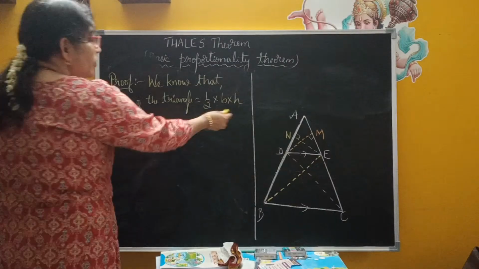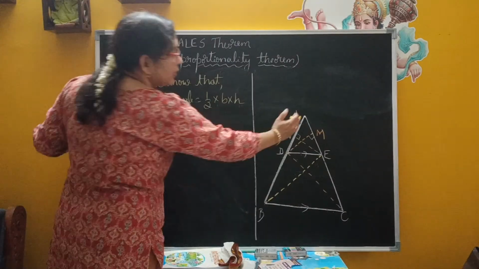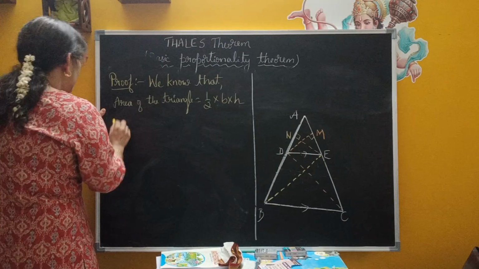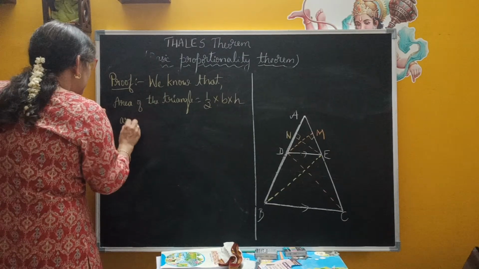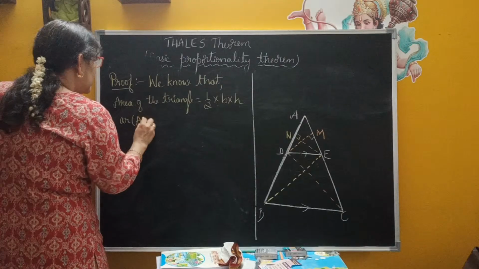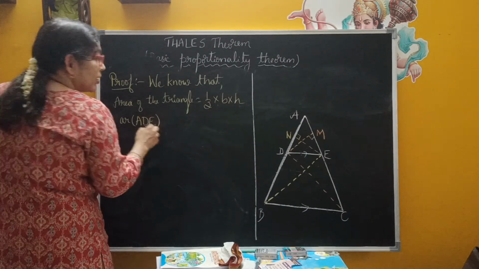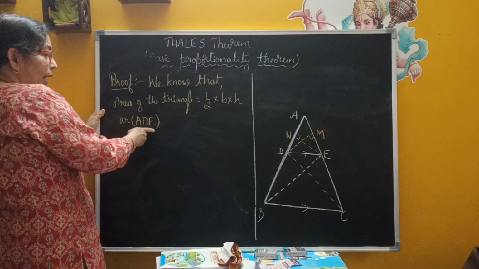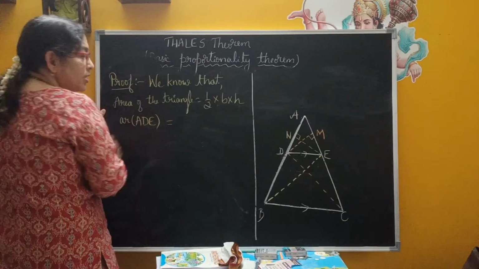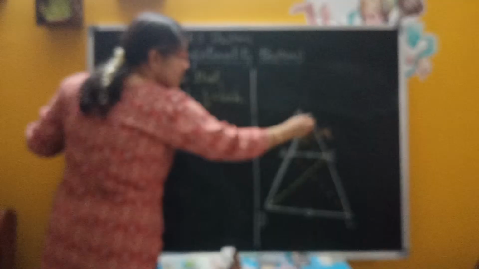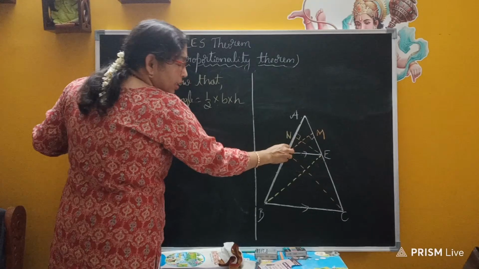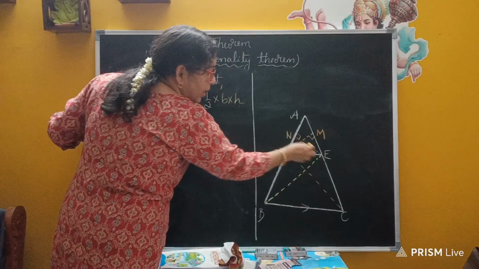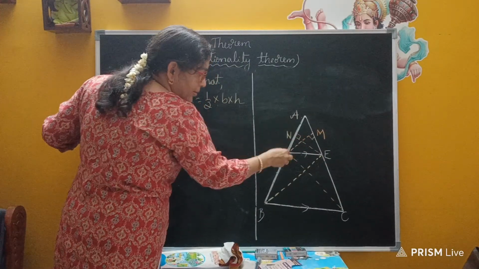Now, let us take one by one. Let me take the triangle ADE, first triangle. Area of triangle ADE. I am taking AD as the base. Which is the corresponding height? This is nothing but EN. If I take AD as the base, this is a small triangle.